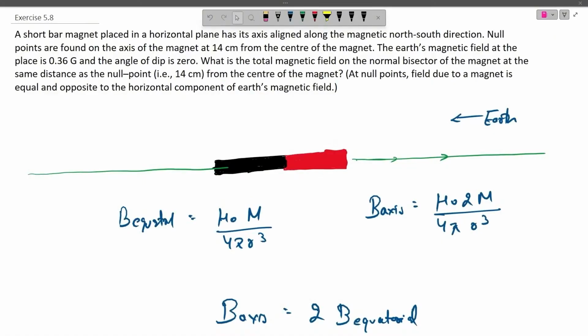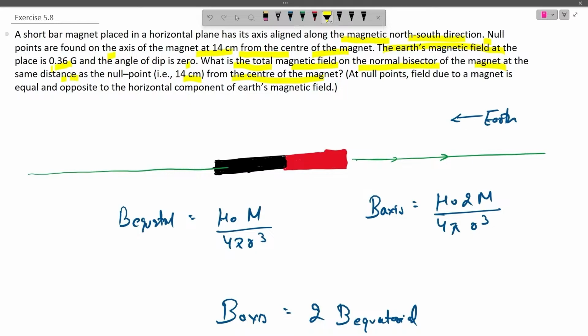The question says that a short bar magnet placed in the horizontal plane has its axis aligned along the magnetic north-south direction. Null points are found on the axis of the magnet at 14 cm away from the center of the magnet. The Earth's magnetic field at the place is 0.36 Gauss and the angle of dip is 0. What is the total magnetic field on the normal bisector of the magnet at the same distance as the null point? That is, 14 cm from the center of the magnet.